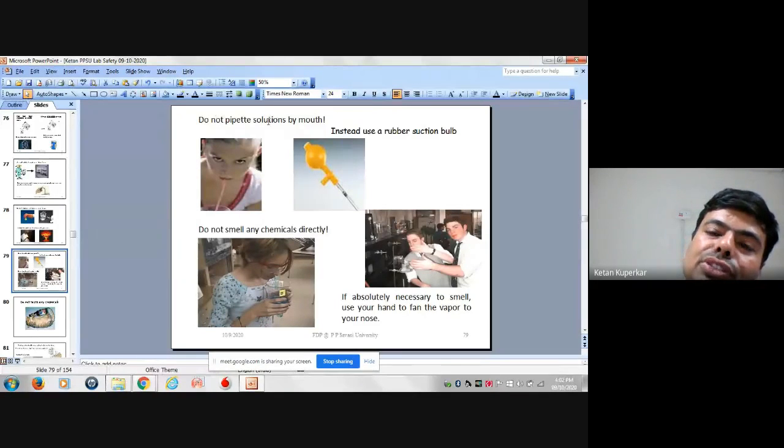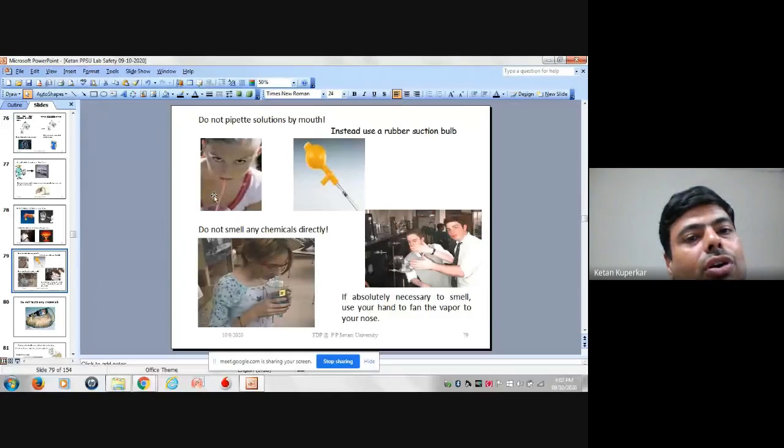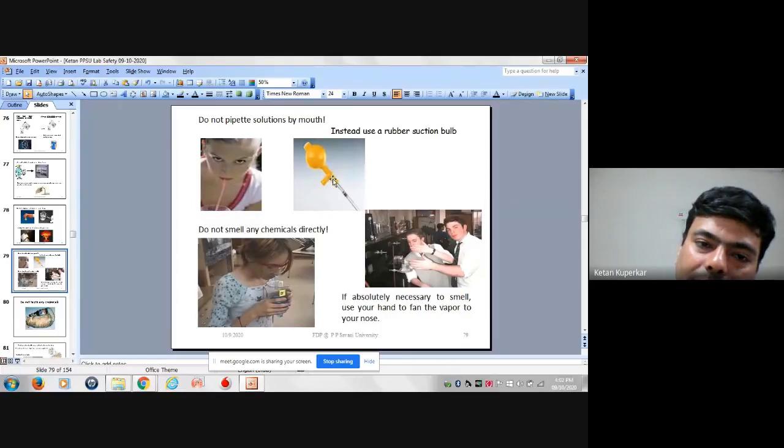Yes, the most common one, and I am very sure that everyone would agree, is do not prepare solution by mouth. But we do not instruct like this. We do instruct the students to suck the solution using a pipette by mouth only, and that is definitely an incorrect way. Instead, we must use a rubber suction bulb to do so, but we don't ask them to practice the correct way.